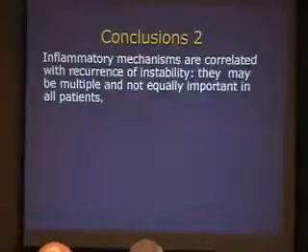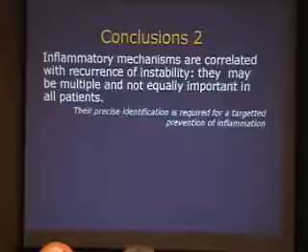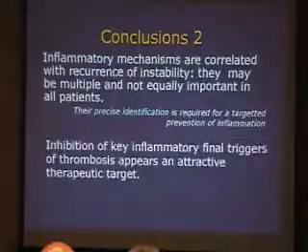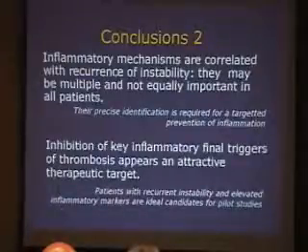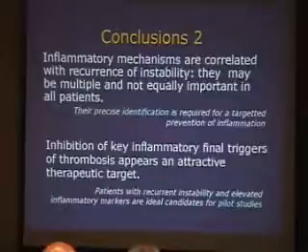Inflammatory mechanisms are correlated with recurrent instability. They may be multiple and not equally important in all patients. We have to admit that patients may differ from one another. The precise identification of these mechanisms is required for targeted prevention of inflammation. Otherwise, certainly we cannot give steroids. I wouldn't, personally. Inhibition of key inflammatory final triggers of thrombosis appears an attractive therapeutic target, and patients with recurrent instability and elevated inflammatory markers are ideal candidates for pilot studies.